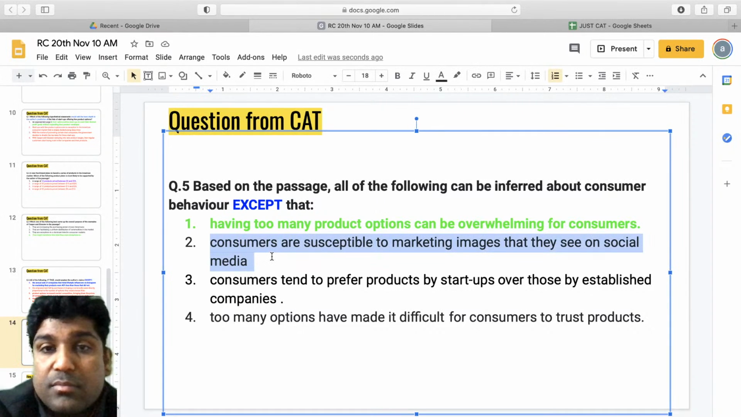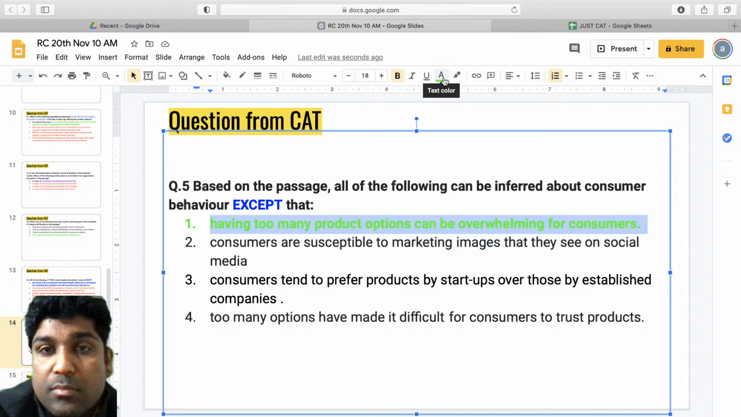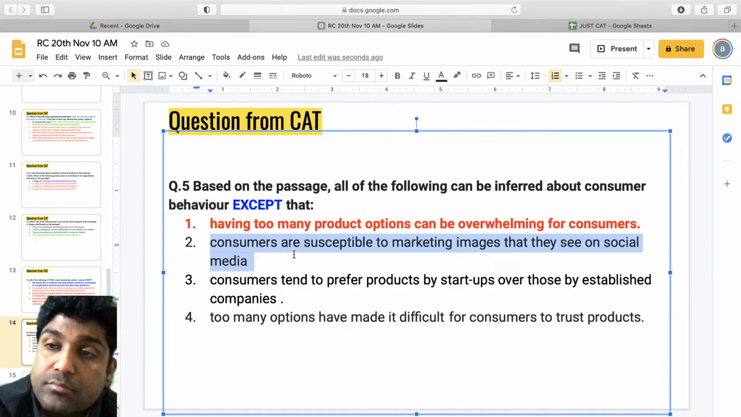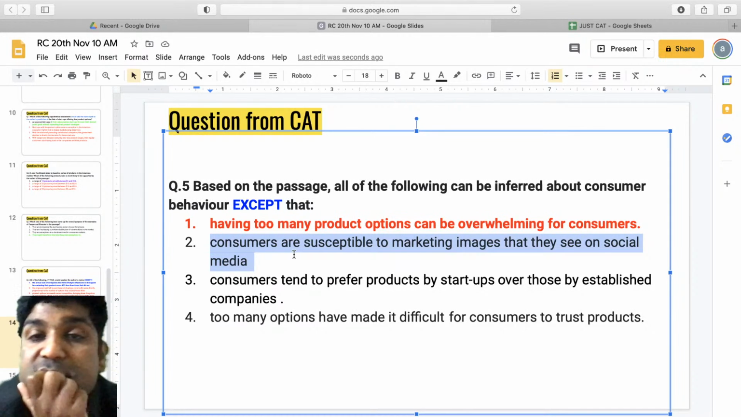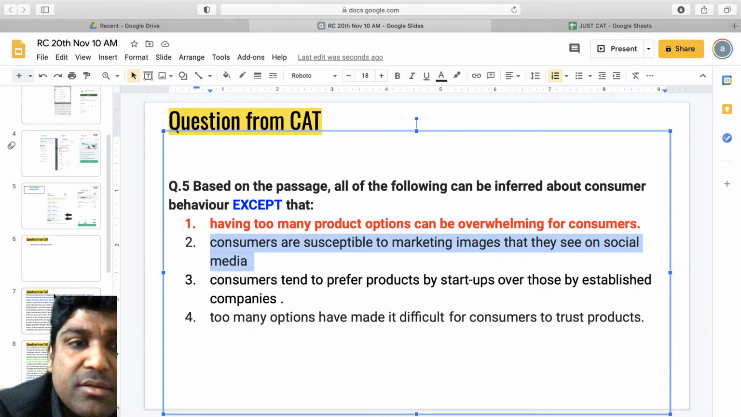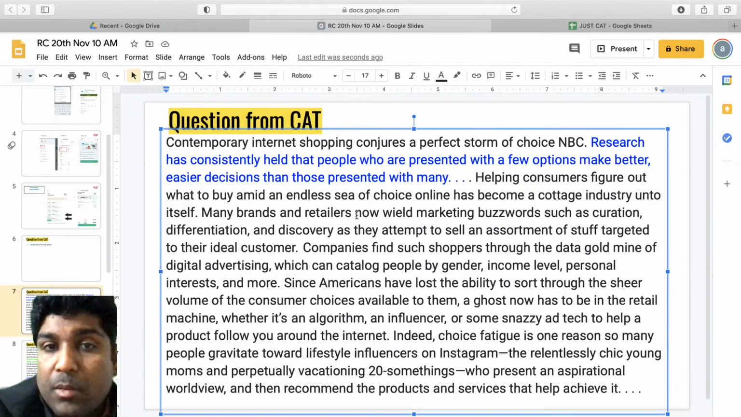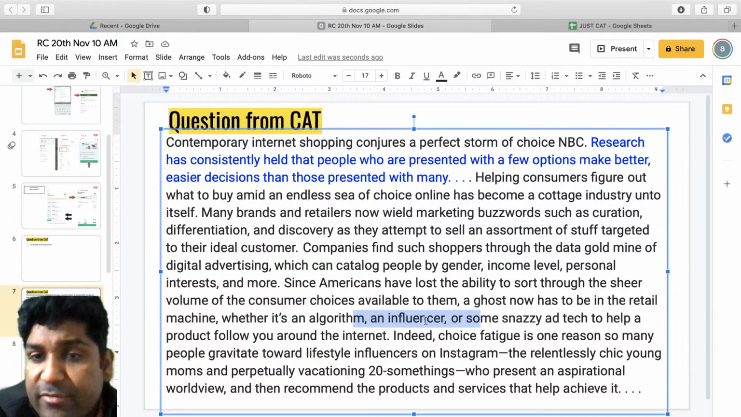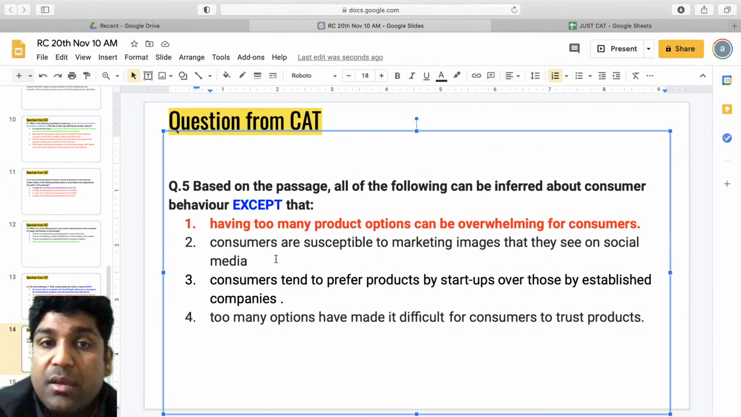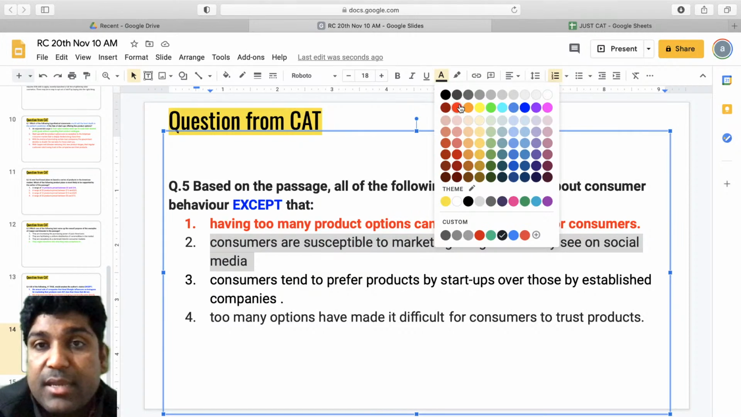Consumers are susceptible to marketing images that they see on social media. The author has said that marketing happens here. They're saying that marketing buzzwords are there, and there are some algorithms, there are some influencers, snappy ad tech, and then they mention lifestyle influencers on Instagram. That means people get influenced by marketing images. So this again can be inferred.